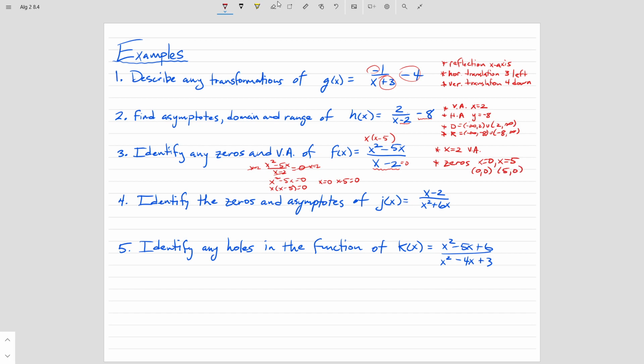Okay, 4. Identify zeros and asymptotes of j of x equal to x minus 2 over x squared plus 6x. Well, immediately I'm going to factor the denominator because a lot of our information comes from that. Okay, so I don't know if I have any good order to do this. I guess I'll just do zeros since that's not affected by asymptotes.